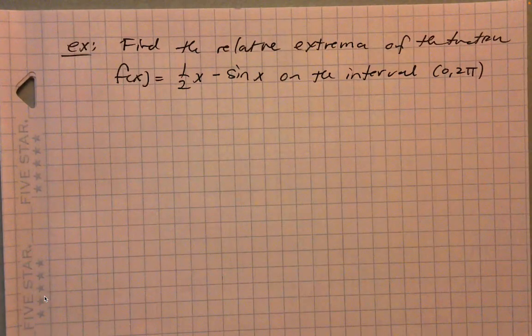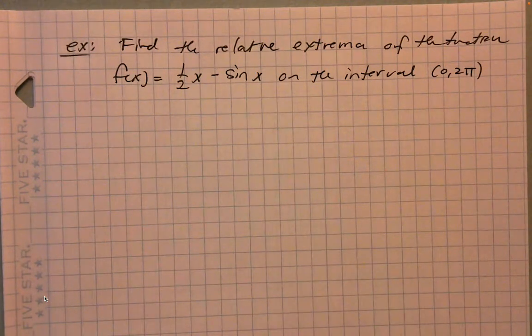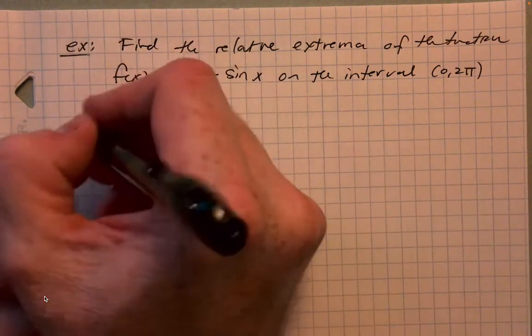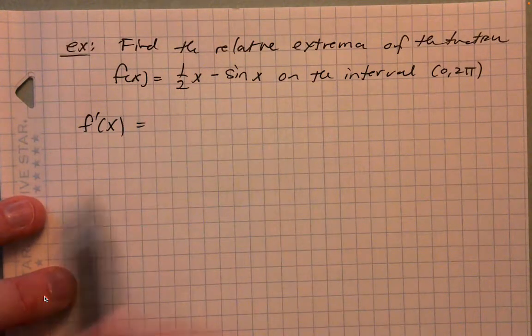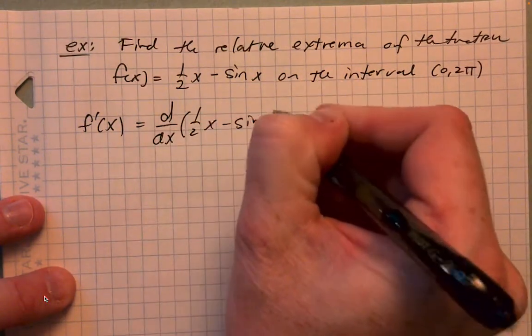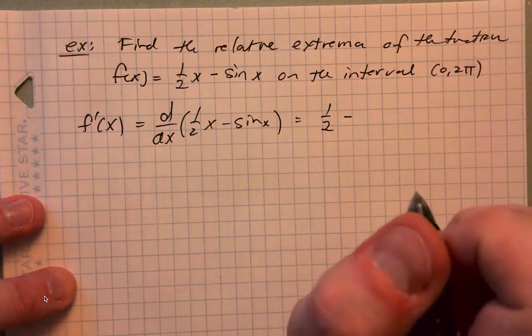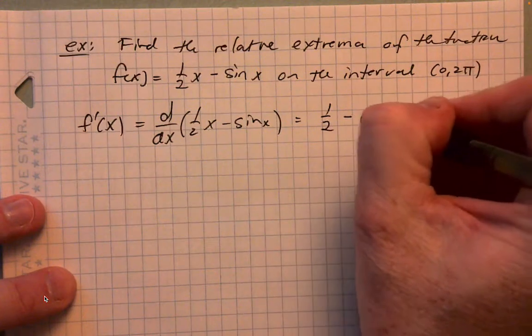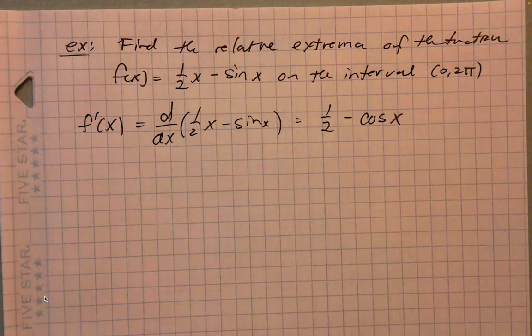Okay, so can we find the relative max and min, if there are any, for this function on this interval from 0 to 2 pi? Without graphing. We're not going to graph anything. Well, let's differentiate it. That's definitely going to be the first thing we need. All right, so we can differentiate this really easily. This is d dx of 1/2 x minus sine of x. And so differentiating that, you get 1/2 minus, now what's the derivative of sine? It's cos. Okay, just like that. 1/2 minus cosine of x.